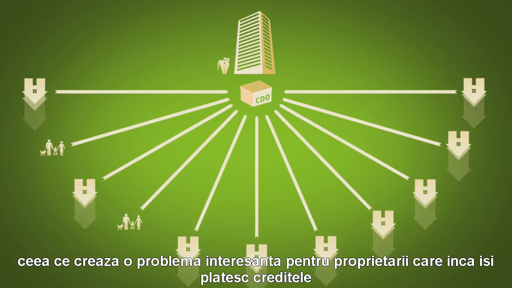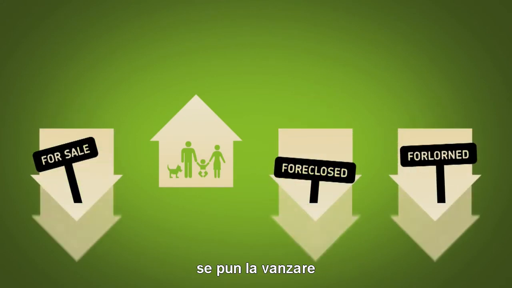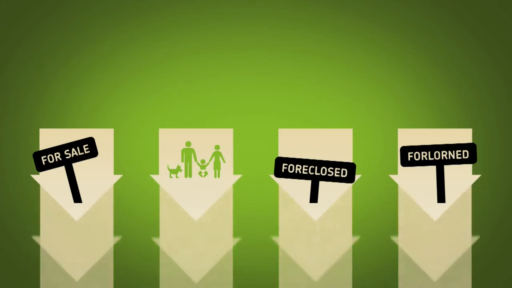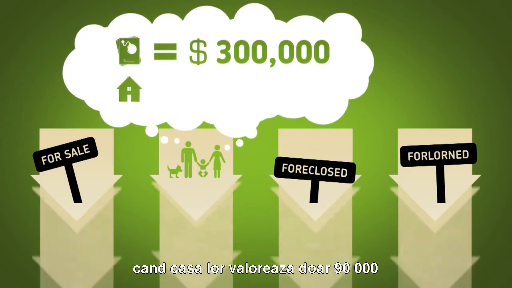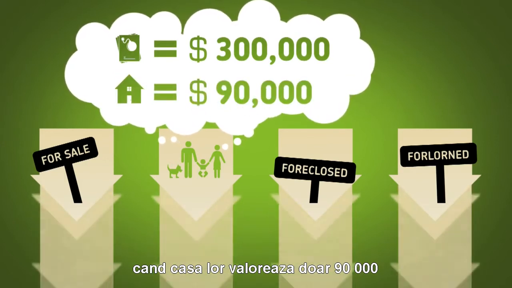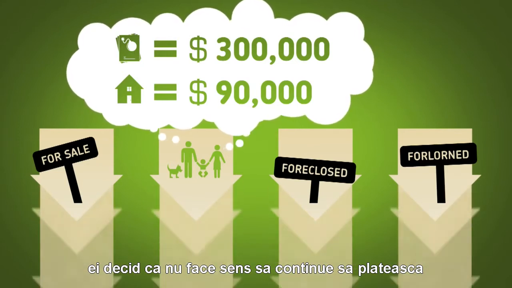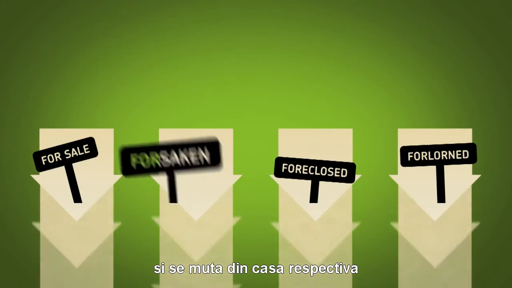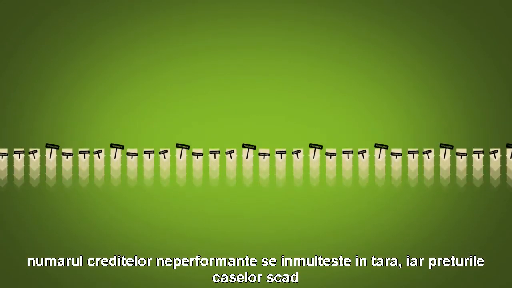This creates an interesting problem for homeowners still paying their mortgages. As all the houses in their neighborhood go up for sale, the value of their house goes down, and they start to wonder why they're paying back their $300,000 mortgage when the house is now worth only $90,000. They decide that it doesn't make sense to continue paying, even though they can afford to, and they walk away from their house. Default rates sweep the country and prices plummet.